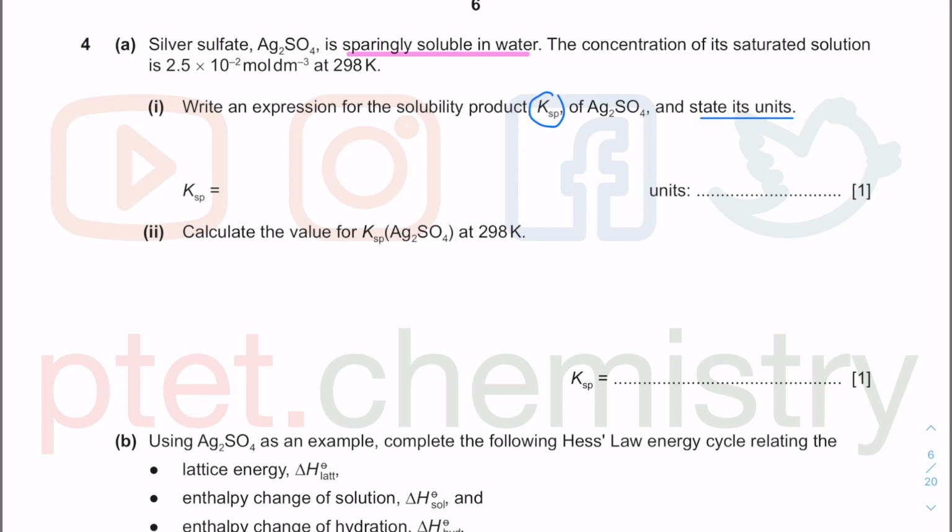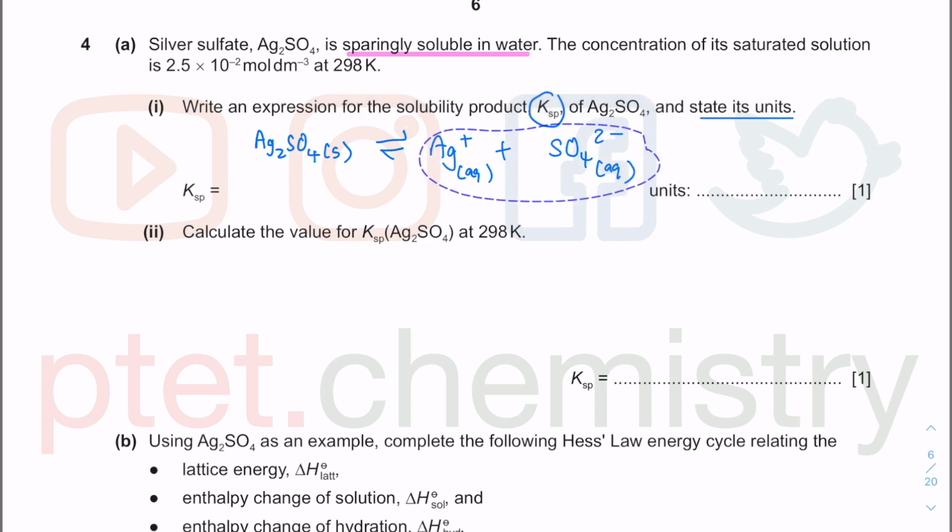Anyway, what you do first, you want to try and write an equation. So the solid dissolves in water, in solution, to give you the ions. We get silver Ag+ aqueous ions and a sulfate aqueous ion. Every equation you write has to be balanced. So what we have there must be 2 Ag+, because I have 2 Ag there. 1 of the sulfate gives you 1 of the sulfate.